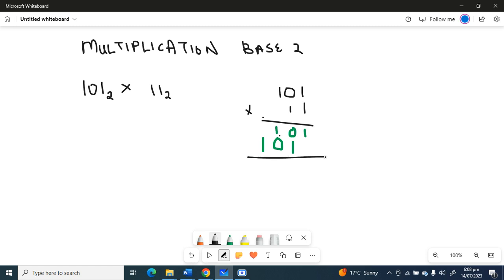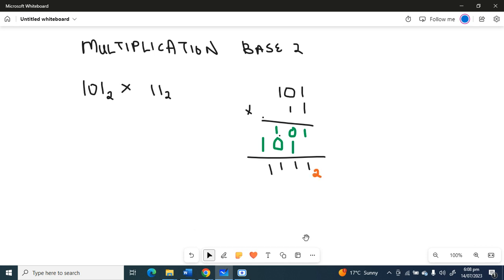Okay, and then we're going to add, right? So 1 plus 0, that is 1. 0 plus 1, that is 1. 1 plus 0, that is 1. And put a 1 here. So this is our answer. 1, 1, 1, 1 base 2.